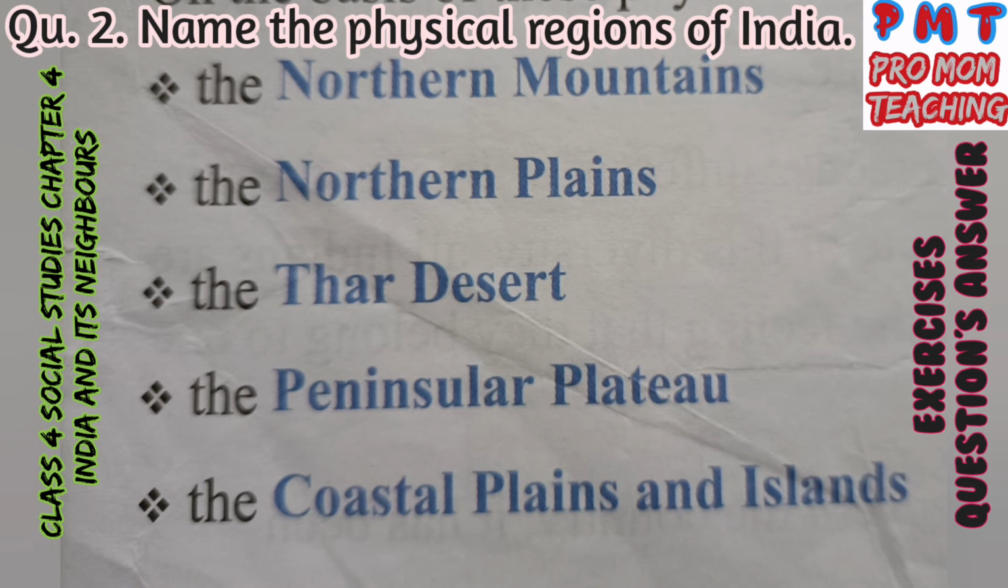Question number 2. Name the physical regions of India. Answer. On the basis of physical features, India can be divided into 5 main regions. First, the northern mountains. Second, the northern plains. Third, the Thar Desert. Fourth, the peninsular plateau. Fifth, the coastal plains and islands.